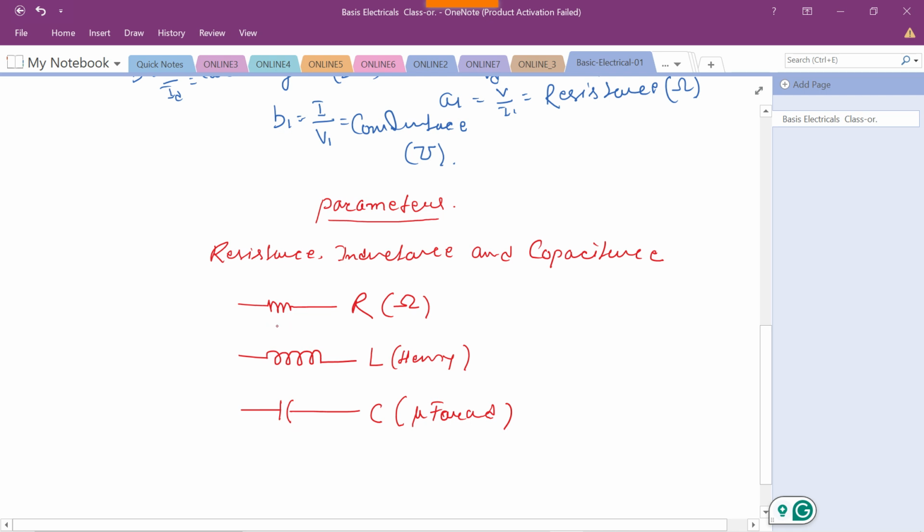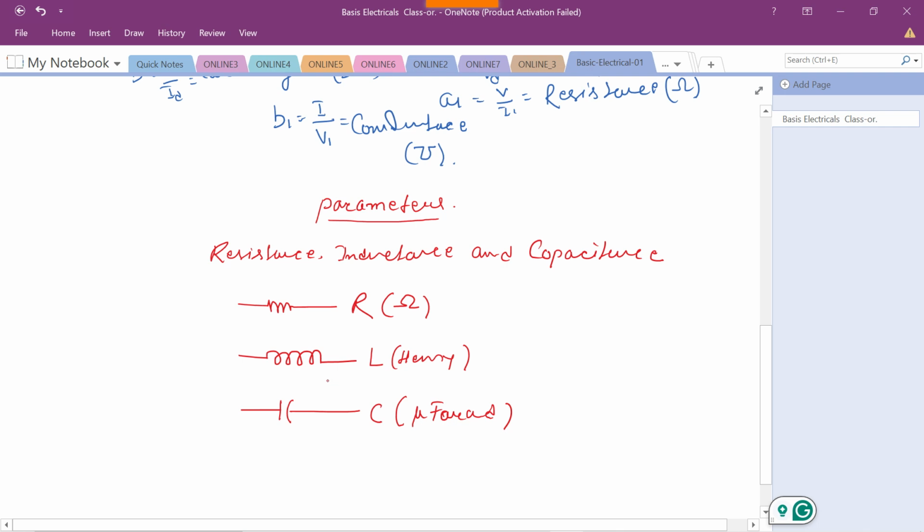If you analyze the characteristics of the resistance, it is not capable of storing any kind of electrostatic and electromagnetic charges. It is the real value of a parameter. If you apply DC, the resistance value does not change. If you apply AC, the resistance value is the same.